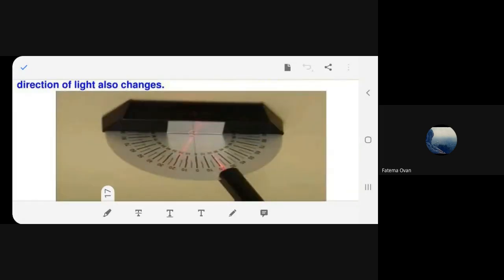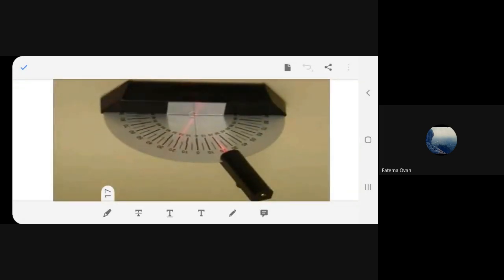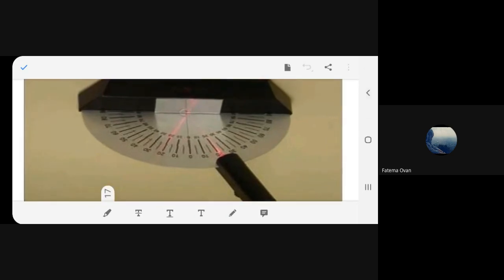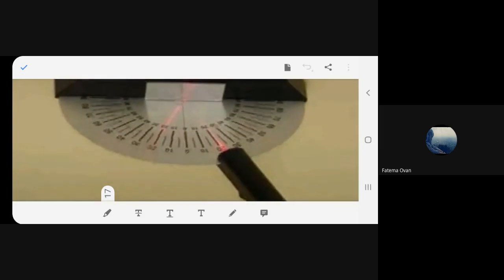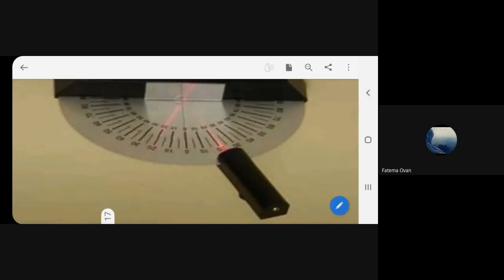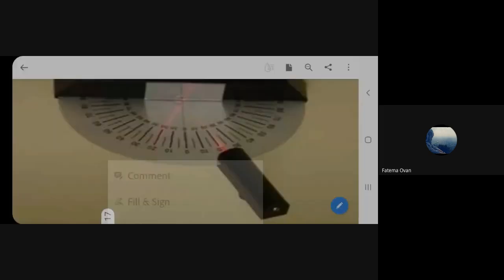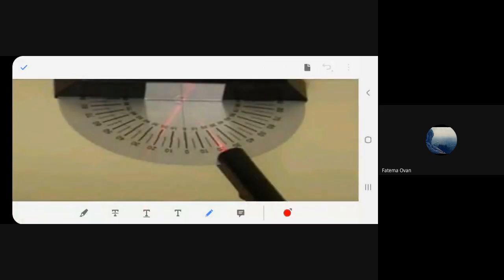Look over here. This is the torch, right? Agree? This is a mirror, standing. And this we have put as a protractor. It's easy for us to find out the angle.